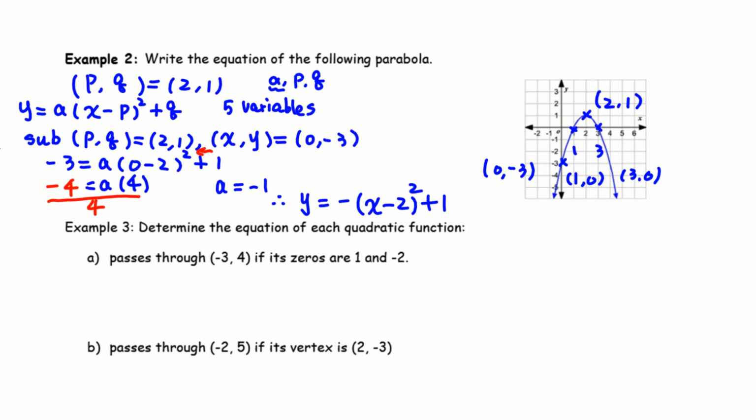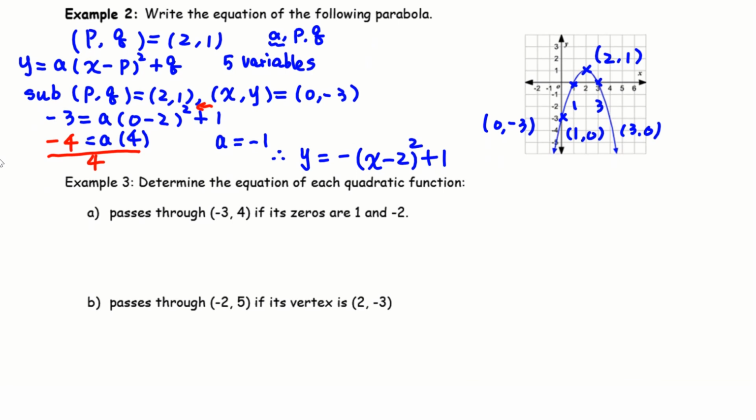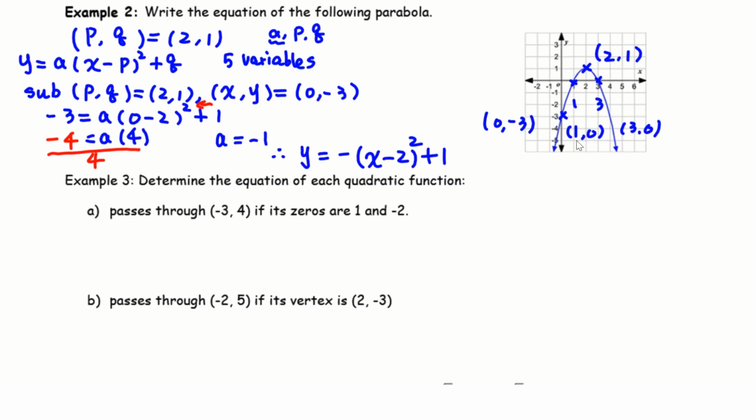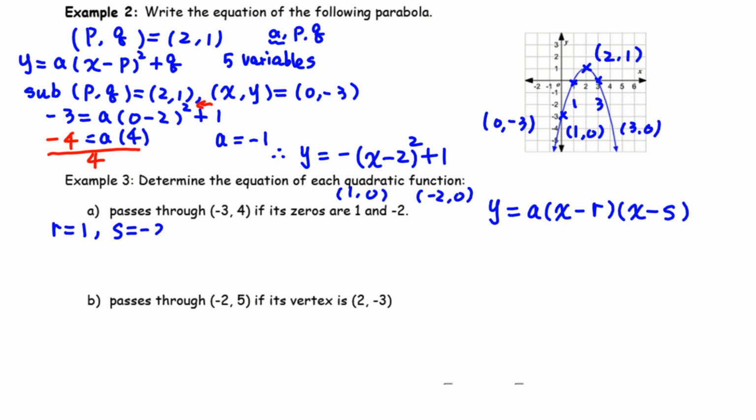We are going to practice more to see, given other points, how to find the equation of the quadratic. This one passes through one point, and the zeros are 1 and -2, so the points (1, 0) and (-2, 0). Since the zeros are given, we want to use the factored form, y equals a(x minus r)(x minus s). So here r equals 1, s equals -2. They are the two variables given.